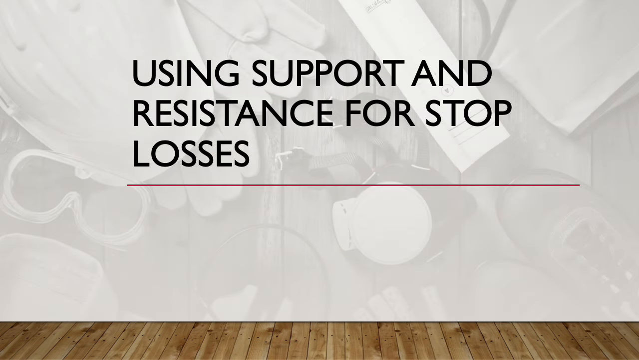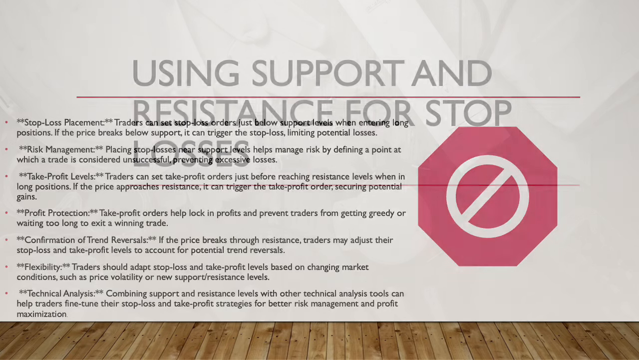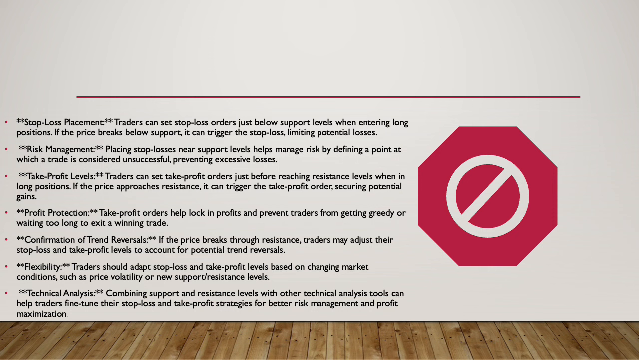Using support and resistance for stop losses. Stop loss placement. Traders can place stop loss orders just below support levels when entering long positions. If the trade breaks below support, it can trigger the stop loss, limiting potential losses. Risk management. Placing stop loss orders near support levels helps manage risk by defining a point at which the trade is considered unsuccessful, preventing excessive losses.